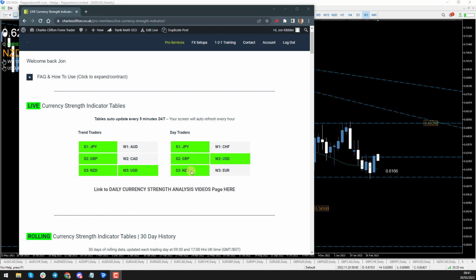Well, we're going to be taking a look at New Zealand US dollar today and also US dollar yen. We can see that the New Zealand dollar is the third strongest currency on both tables. The US dollar is the third weakest currency on the trend traders table, but it's the second weakest on the day traders. The yen still tops both tables, and that's no surprise really.